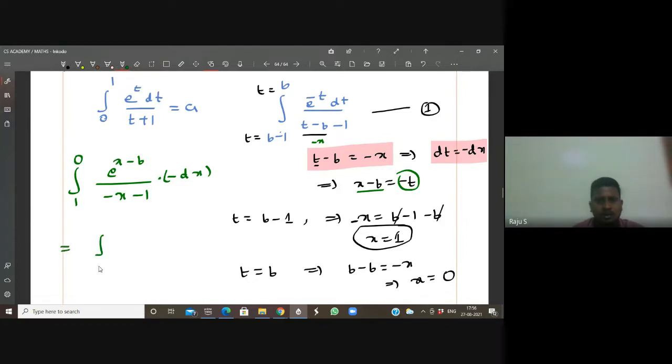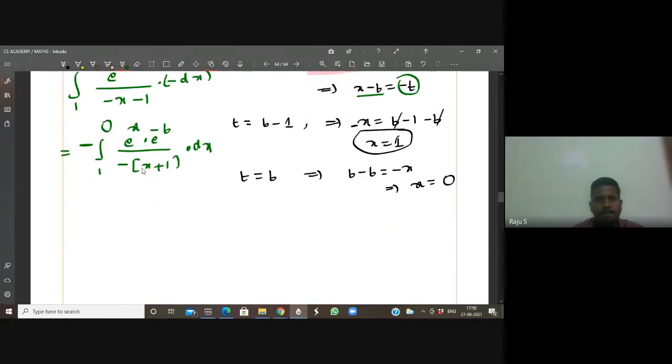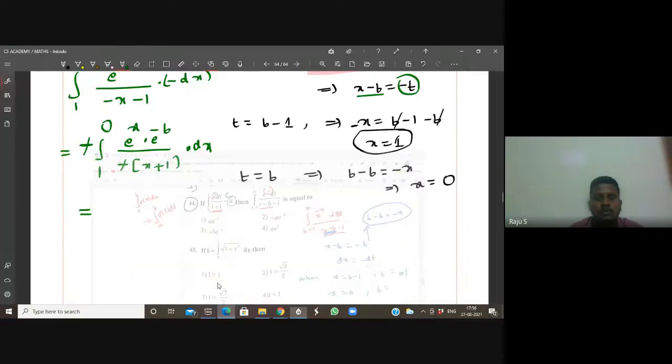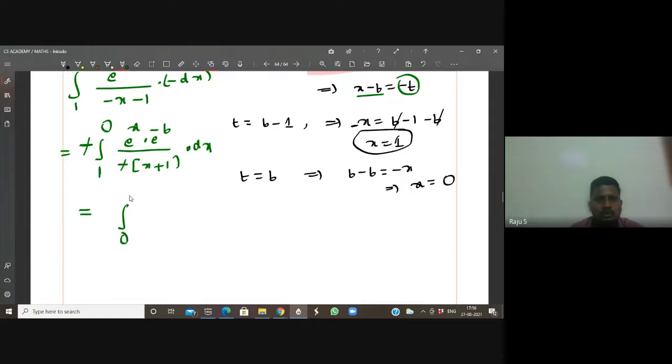Okay, here the integral 1 to 0, I am taking minus dx outside. e power x minus b can be written as e power x into e power minus b, by, taking minus common in the denominator, x plus 1, into dx. See here, minus into minus is plus. So I want to interchange the limits. Here 1 to 0 is there, but in the question, for a, 0 to 1 is there. When you interchange the limits from 1 to 0 to 0 to 1, you should keep a minus.